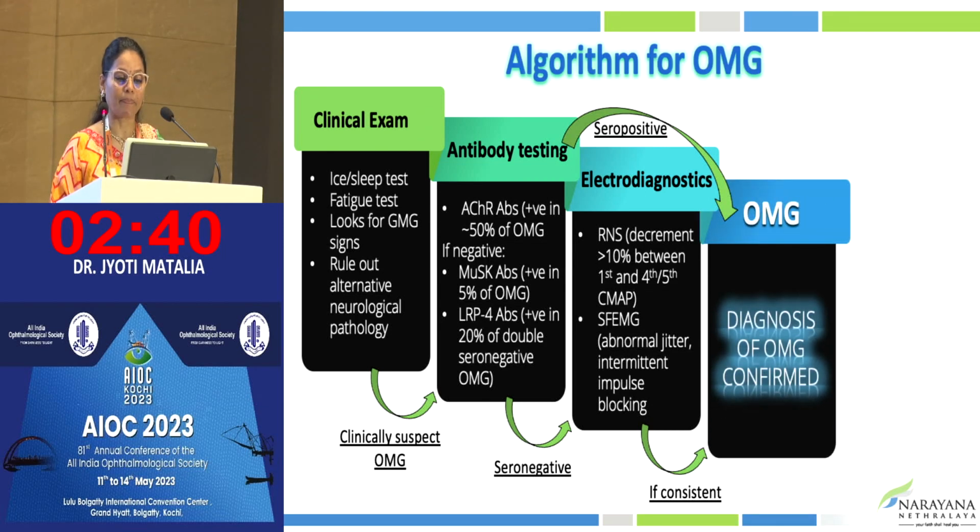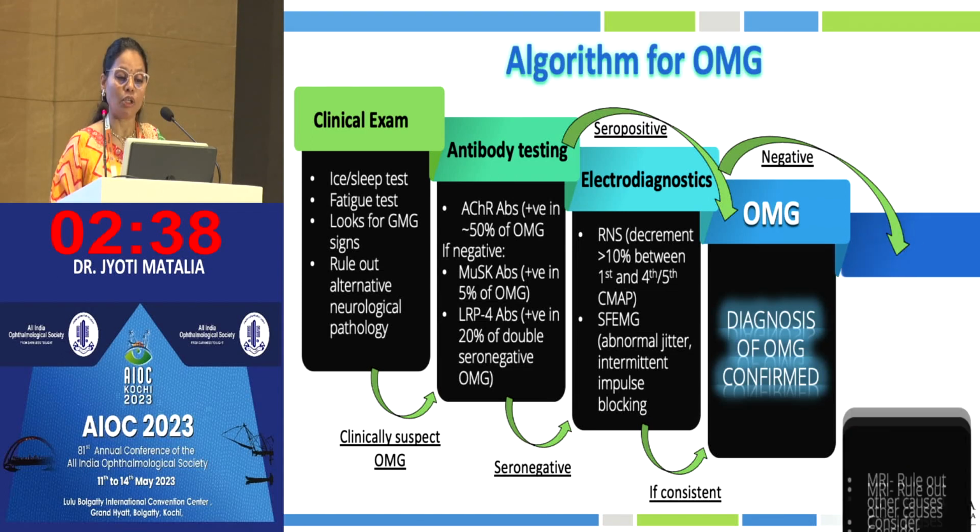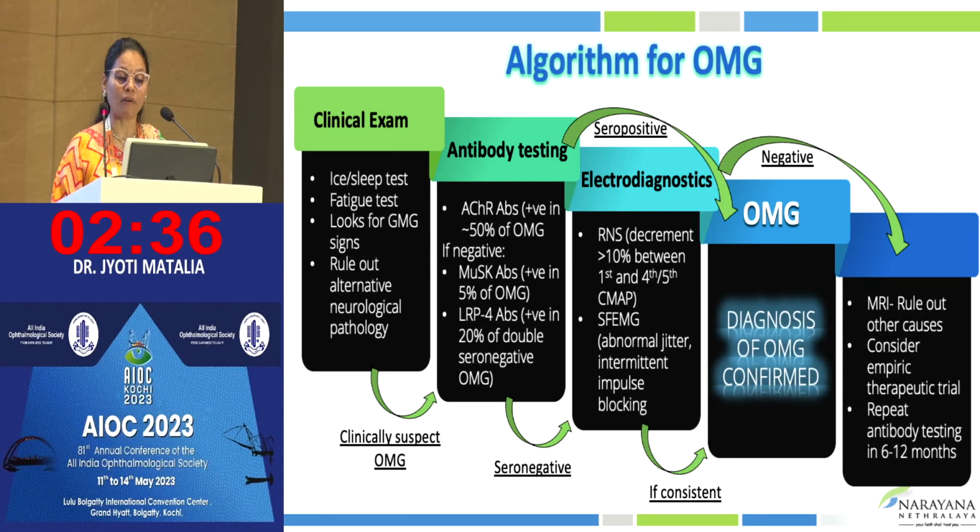confirming the diagnosis. However, if that's negative, you may have to redo an MRI to find out if you're missing something else. You can start an empirical treatment and see if there's an improvement noted, and repeat the antibody testing again at 6 to 12 months, and all of this can help confirm the diagnosis.